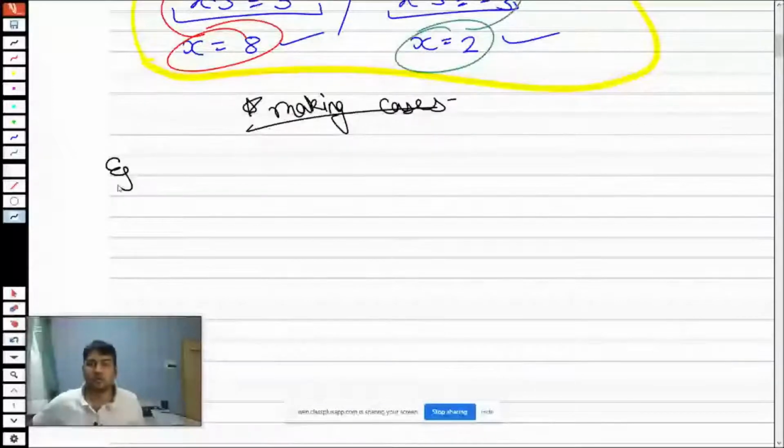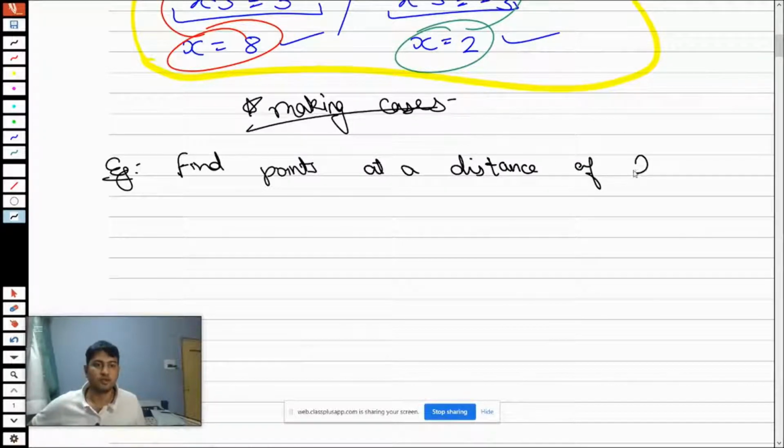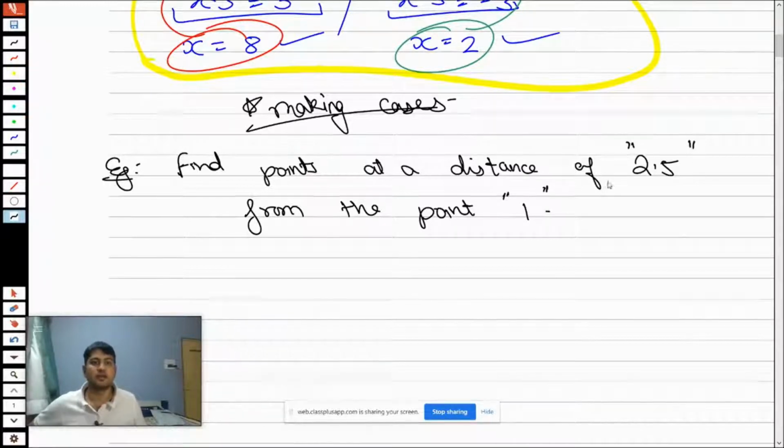So let me ask you a question. Find points. This is the one that you are supposed to solve. Find points at a distance of 2.5 from the point 1. The distance is 2.5 from the point 1. So what points am I talking about?